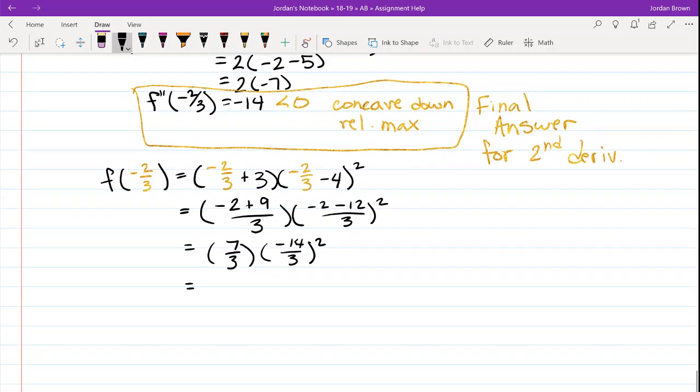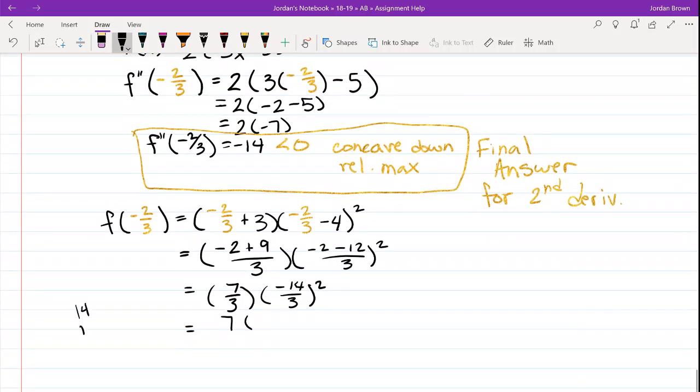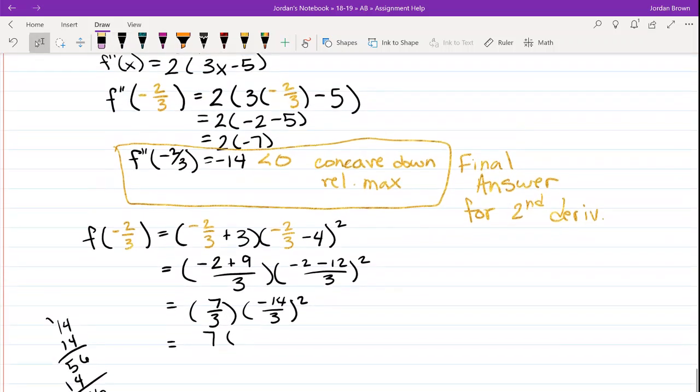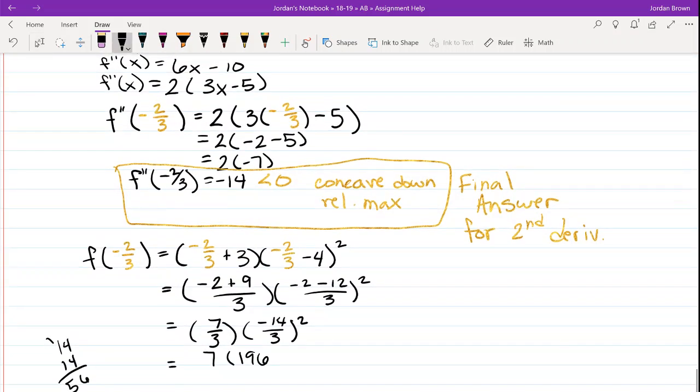Okay, so we're going to have 7, and I'm a bad math person. I don't know what 14 times 14 is. 196. So we have 196. However, I do know what 3 cubed is, and that's 27.